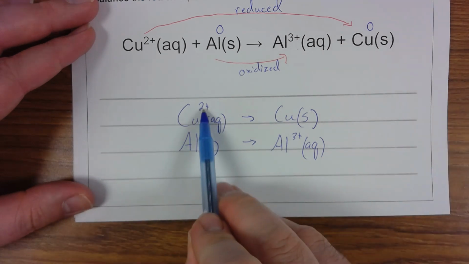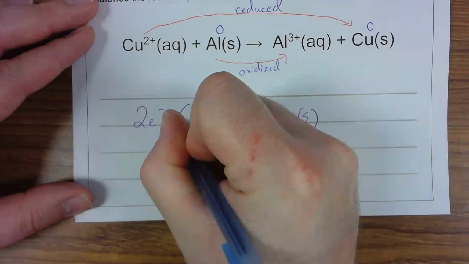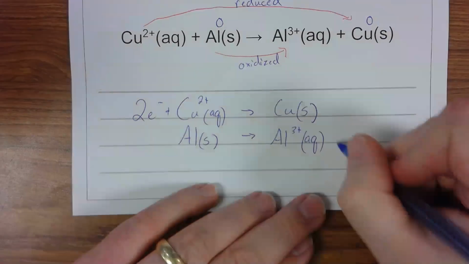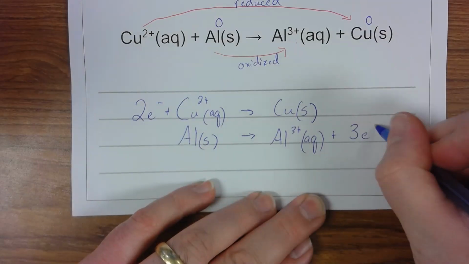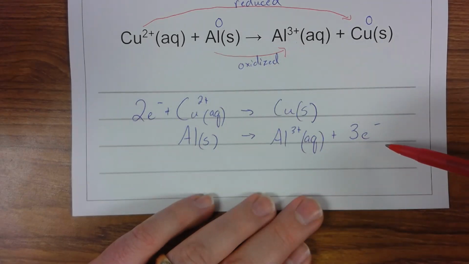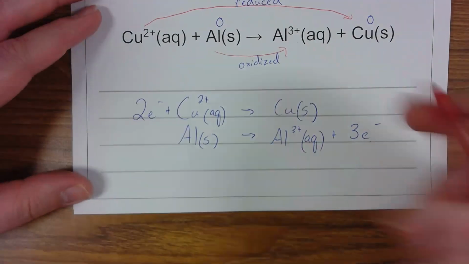Since this side is too positive and this side has no charge, I'm going to add 2 electrons over here to balance the charges, and I'm going to add 3 electrons over here to balance those charges. And then I need to multiply both of these equations so that the number of electrons going in and going out matches. I've got 2 electrons going in, I've got 3 electrons going out.